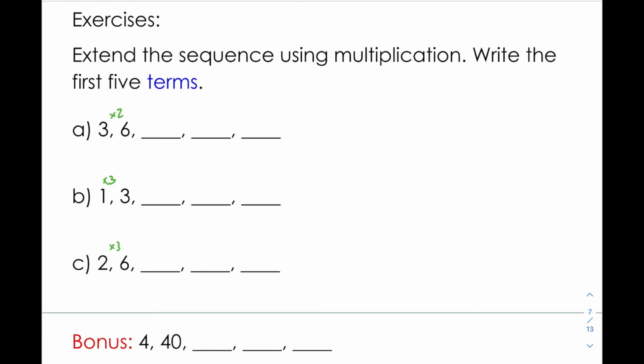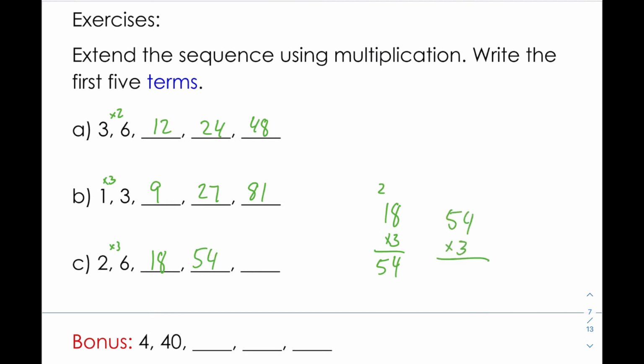For the first one, we have 6 times 2 is 12, times 2 is 24, times 2 is 48. Next we have 3 times 3 is 9, times 3 is 27, times 3 is 81. Next we have 2 times 3 is 6, times 3 is 18, times 3, well, that's a little hard to do. 3 times 8 is 24, 3 times 1 is 3, plus 2 is 5, 54. And then I have to multiply that by 3 one more time.